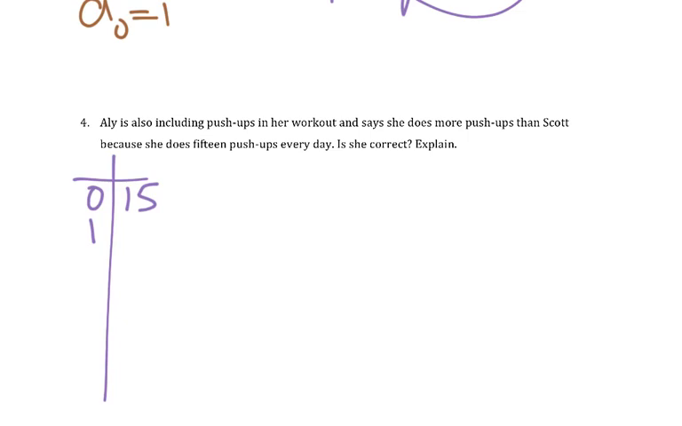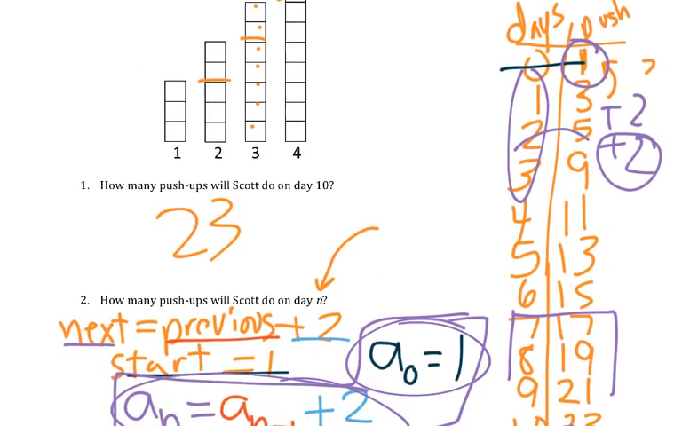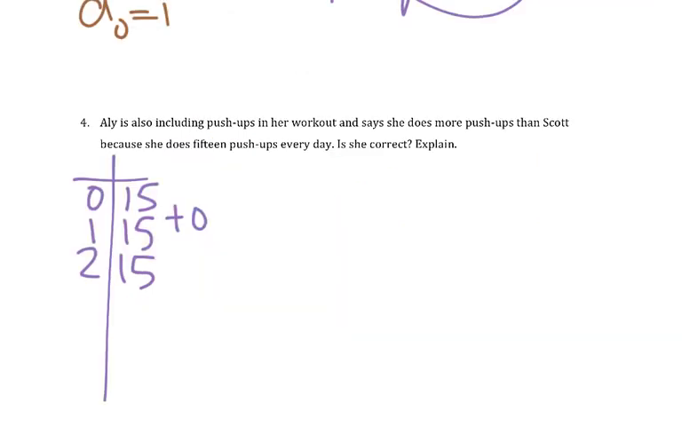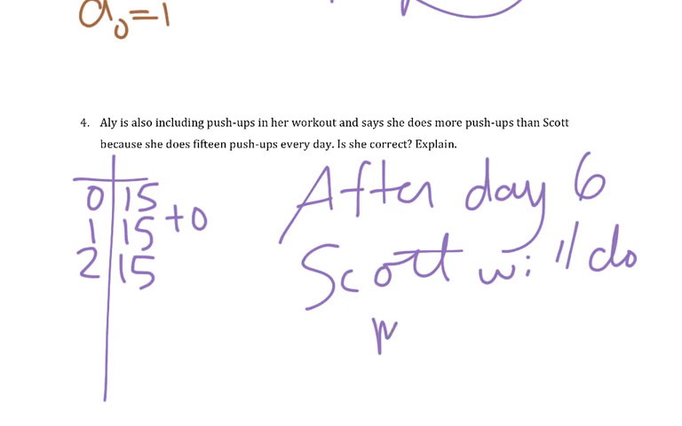So day 0, she does 15 push-ups. Day 1, she does 15 push-ups. Day 2, she does 15. So she's not adding more push-ups. This plus 2 wasn't how many push-ups he does, it's how many more push-ups he does. So on day 7, he did 17 push-ups that day. Then day 8, 19. So after day 7, or I guess it would be day 6, wouldn't it? Scott will do more. Because Allie isn't changing the number she's doing, and at day 17, she's still doing 15 push-ups. Okay? So that's how that ends up. All right, there we go.